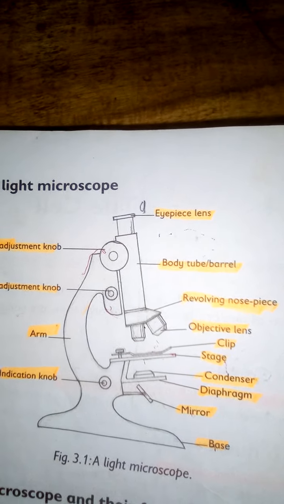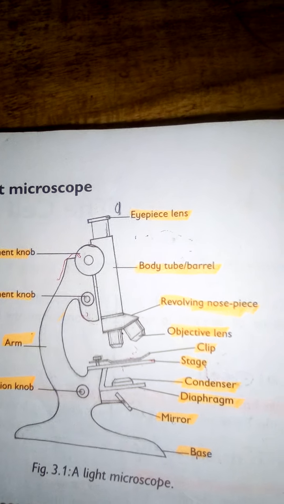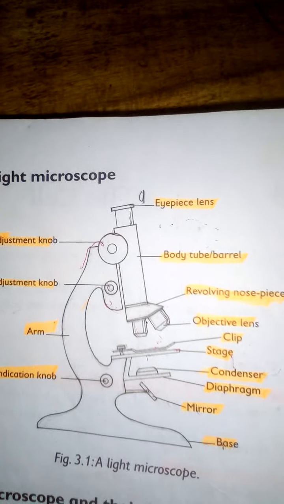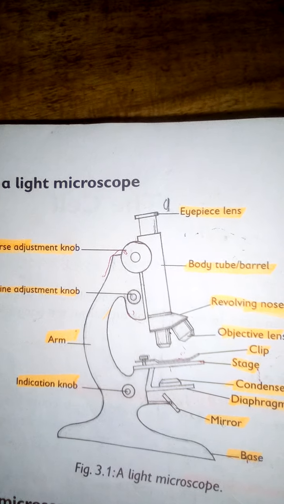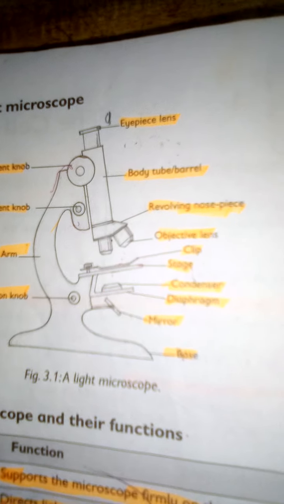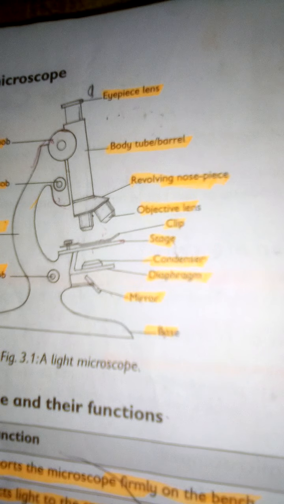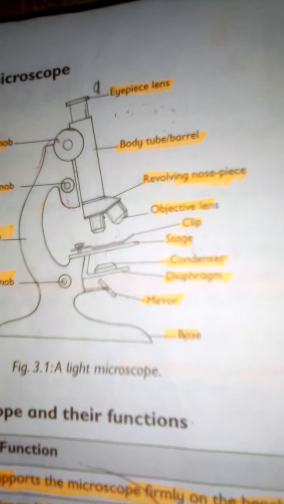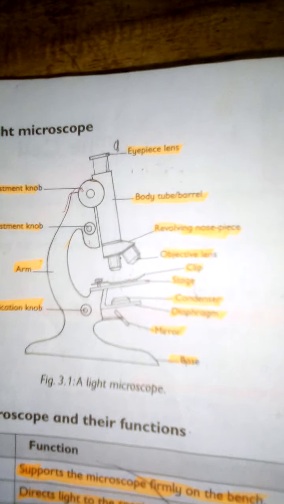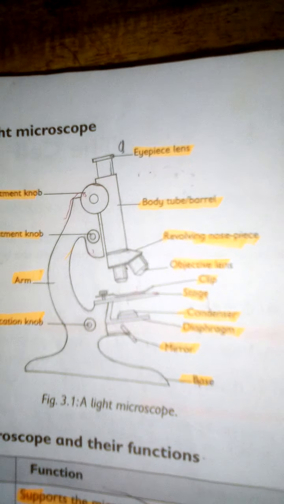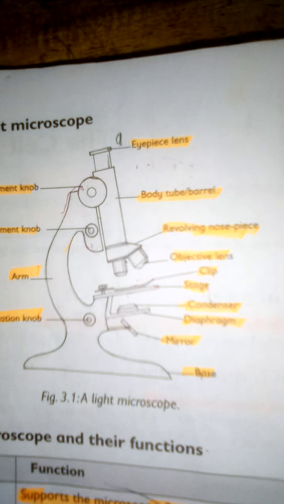A stage, which is a flat platform where a specimen on a slide is placed. A clip that holds a slide in its position. An objective lens that brings the image into focus and magnifies it. A revolving nosepiece that enables the objective lenses to change from one to another and holds the objective lenses. A body tube that holds the eyepiece lens and objective lenses. An eyepiece lens that has lenses that enable one to magnify the specimen.